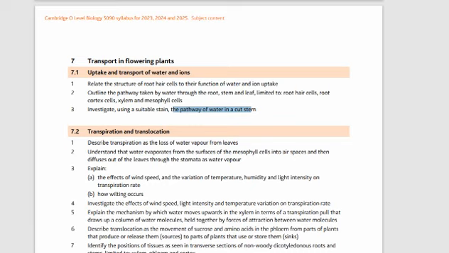Today we are back with another video, and we're going to discuss how water is transported from the root to the leaf, or from the root to the other parts of the plant, by an experiment. We have already discussed the structure of root hairs and the pathway taken by water through the root, stem and leaf. Now we have to discuss how water is transported from root to the leaf.